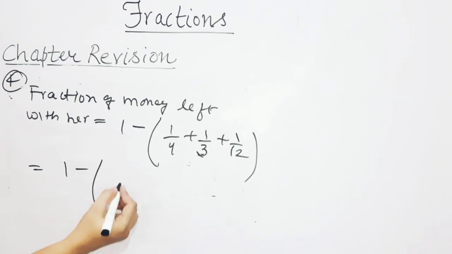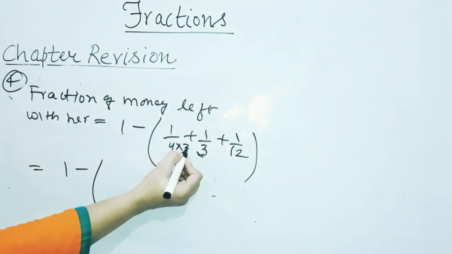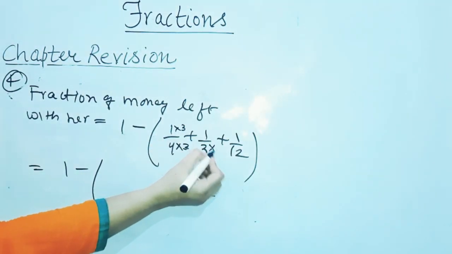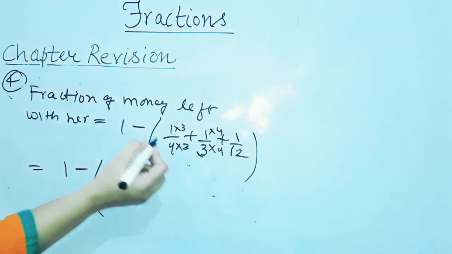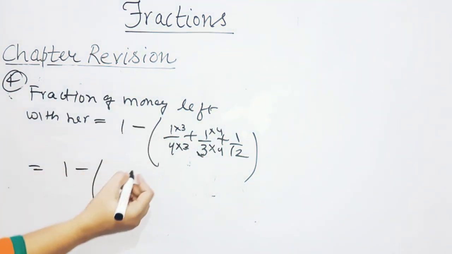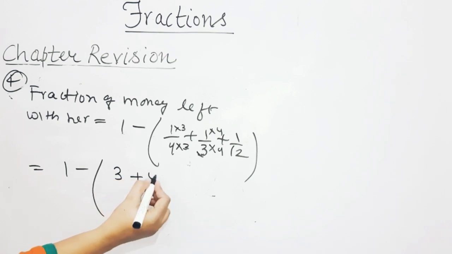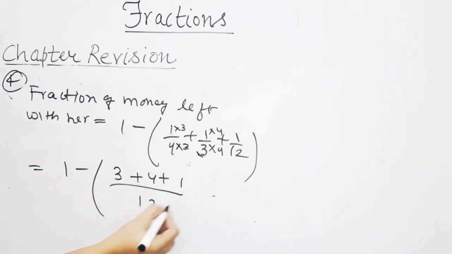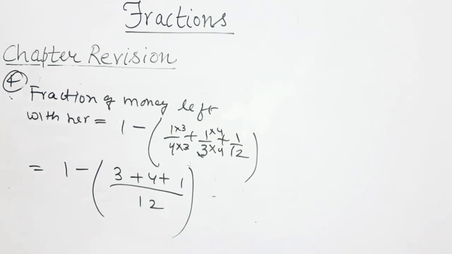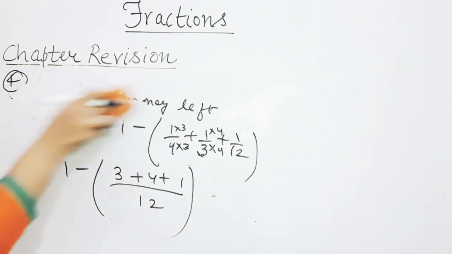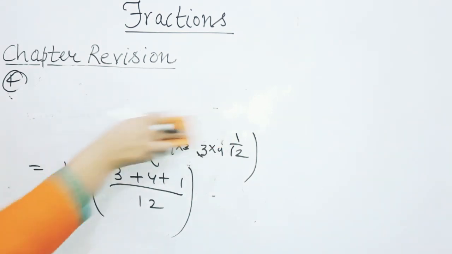तो जब आप 4, 3 and 12 का LCM लेंगे तो 4 को 12 बनाने के लिए आप 3 से मल्टीप्लाई करेंगे. 3 को 12 बनाने के लिए you have to multiply it with 4. तो 12 is already 12. So 3 plus 4 plus 1/12. Now what will be the next step? What is 3 plus 4 plus 1? It is 8/12. क्या हो जाएगा आपका?